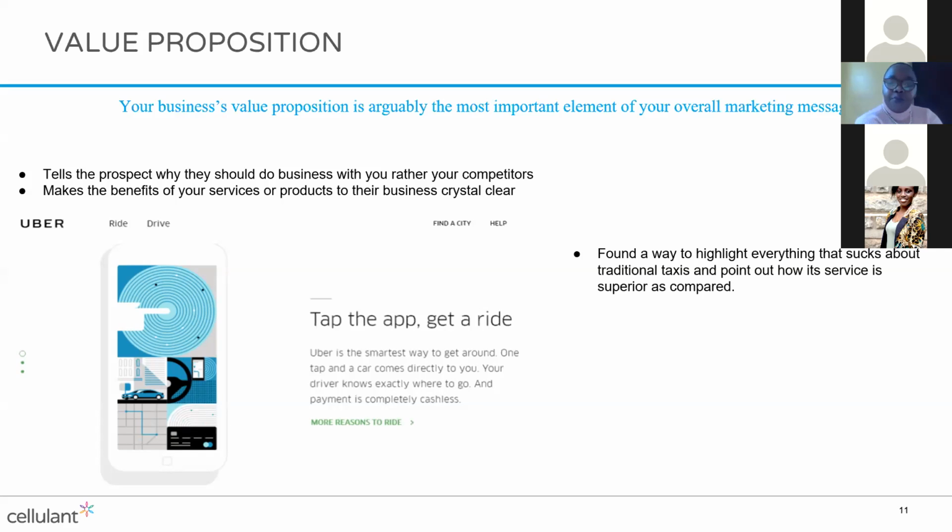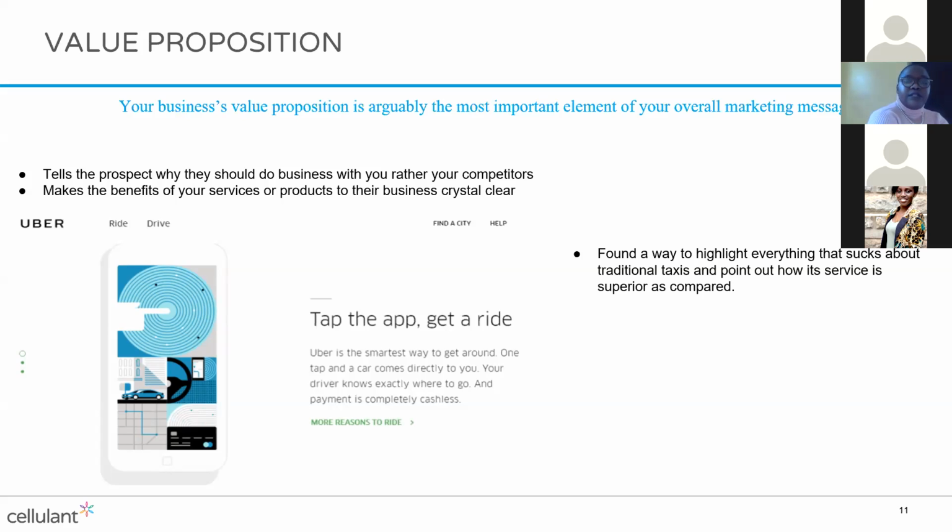Because that value proposition can be broken down into three. Uber is the smartest way to get around. One tap and a car comes directly to you. So that expresses the convenience that Uber provides to the user, right? All you have to do is pick up your phone and the car comes directly to where you are because of the features that Uber has for locations and the like, right?